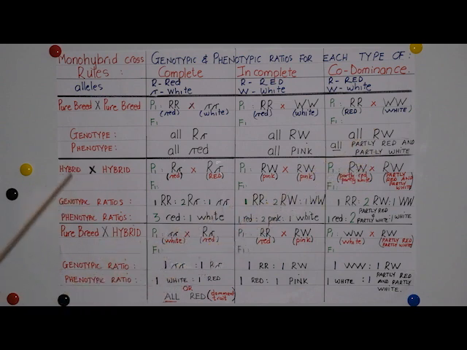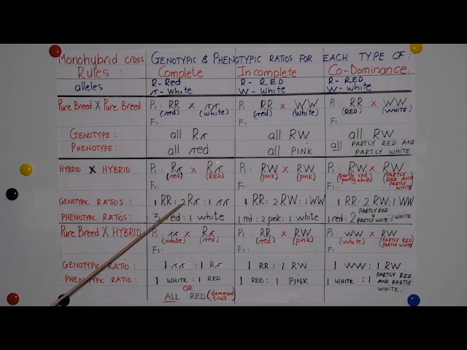The second cross is when a hybrid is crossed with a hybrid for all 3 types of dominance. The genotypic ratio and the phenotypic ratio would always be 1:2:1. For the phenotypic ratios as well, 1:2:1. However, the exception is for complete dominance. For the phenotypic ratio, it would always be 3 dominant trait to 1 recessive trait.